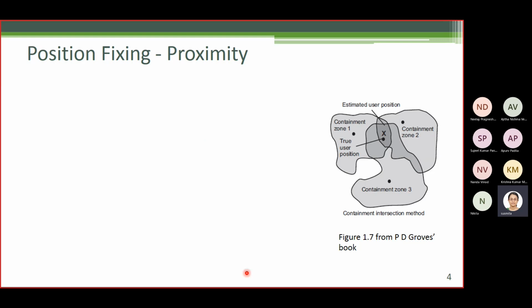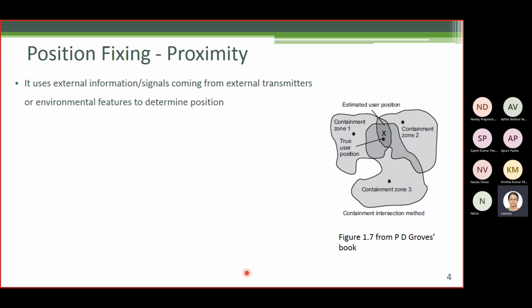We are going to see position fixing now. Unlike dead reckoning, position fixing uses external information or signals coming from transmitters external to the body, or some environmental features, to determine position. So it depends on external information. For position fixing to happen, external information or signals coming from outside are important.